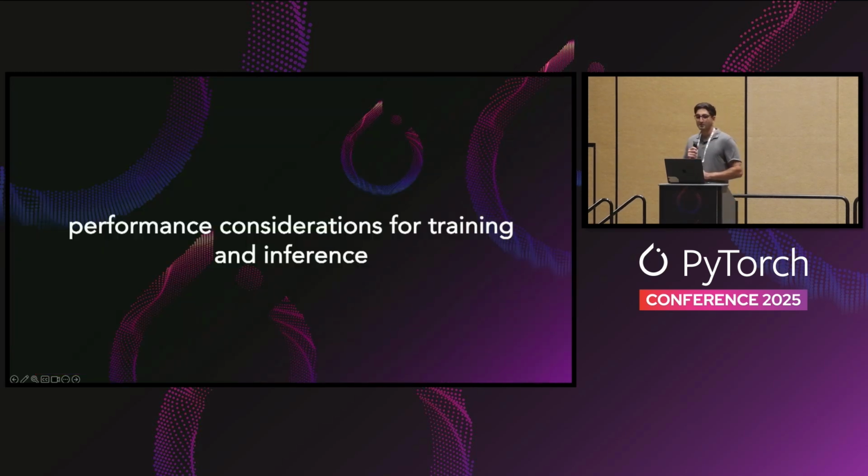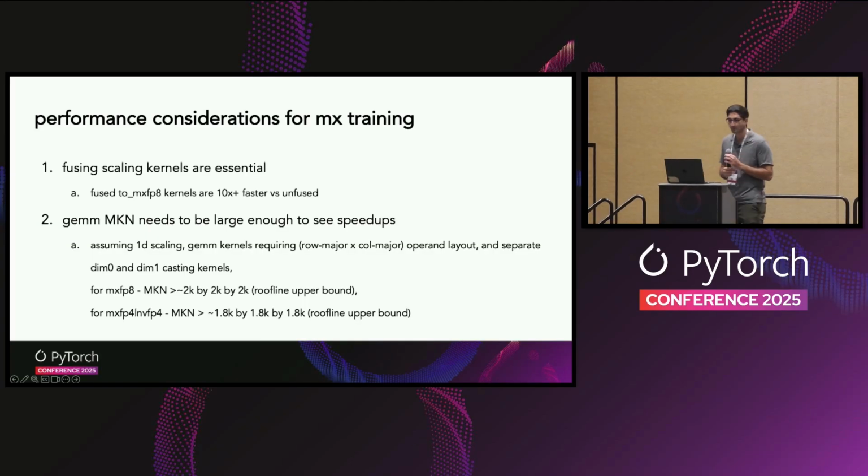Okay, cool. So let's go over some performance considerations for training and inference. Okay, so we'll just share some things which are important when you're doing low precision training and you think about performance. I only have a few minutes, so I'll only pick two. I can talk about this for hours. We'll talk about why fusing kernels is important and how much performance it can buy you, and we'll talk about what size of GEMM shapes you should have to expect a speedup when you're training with low precision.